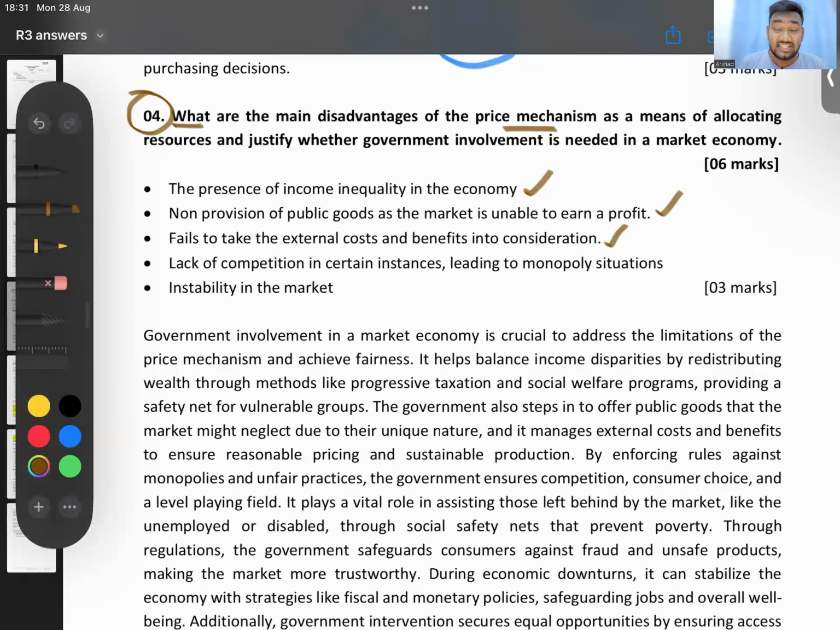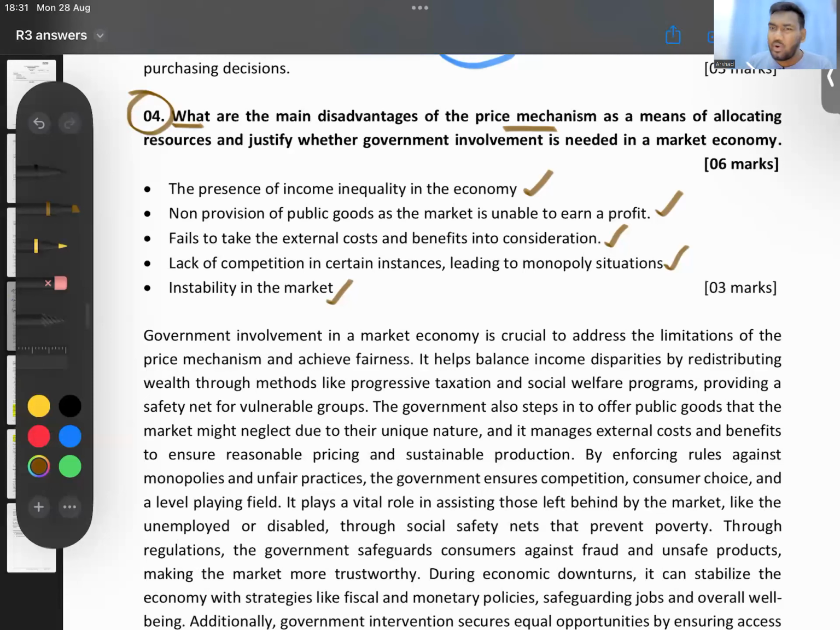Government. The private sector fails to take external costs into account, which we will also study in unit number 8, something called externalities. Okay, not needed for now. Then in certain situations, there can be monopolies, right? Then market instability, inflation, unemployment, right? All of those can happen. So those are what? Disadvantages in a market. They're asking, what are the disadvantages?